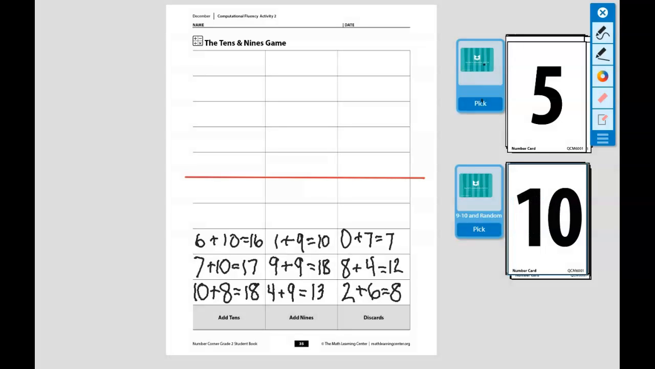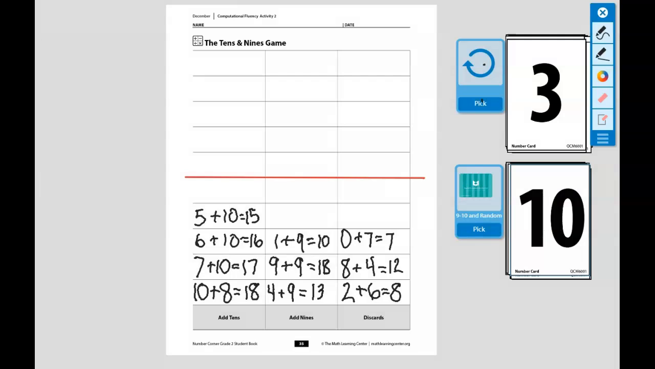5 and 10. Where should it go? Oh, it goes right into our add tens. Let's add it in there. 5 plus 10. Write this in your student book. 5 plus 10 equals, if you were thinking 15, give yourself a little pat on the back. Good thinking. Next one.